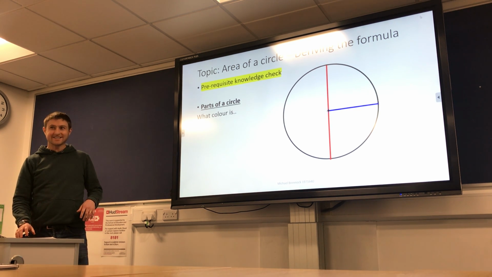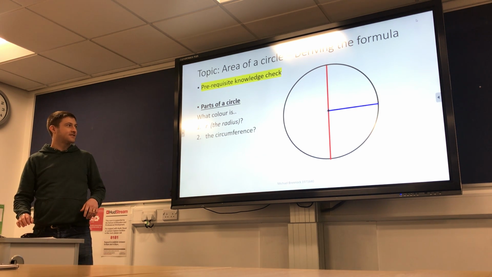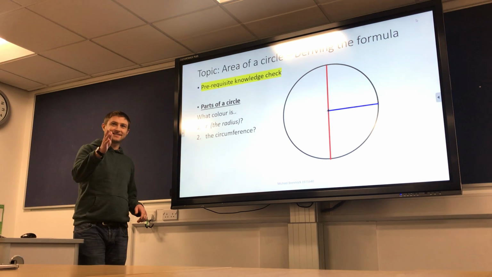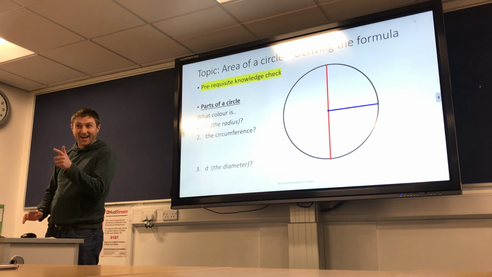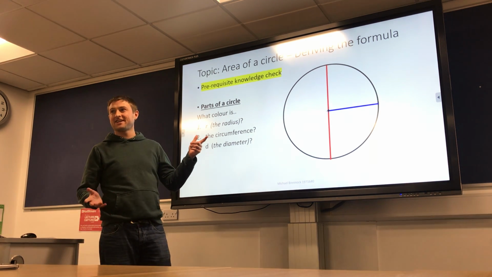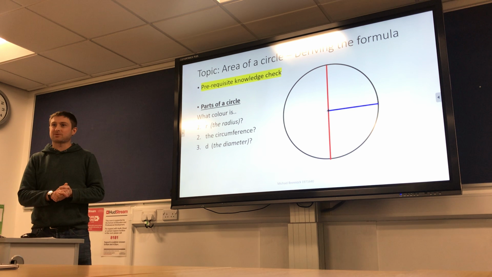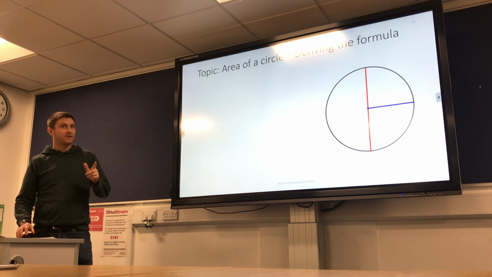What color is the radius? Blue. Okay. The circumference? Black. And then the diameter. What do we notice about the diameter? How big is it compared to the radius? Double, right? It's twice the radius. Some of the things you might know already, just to double check.